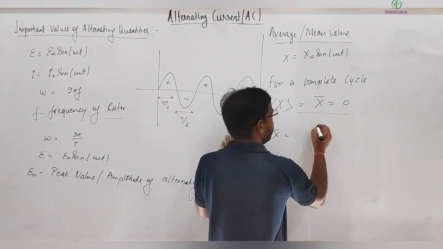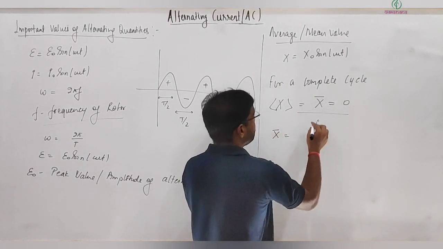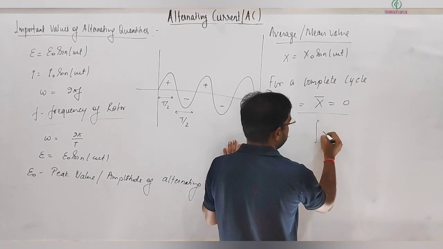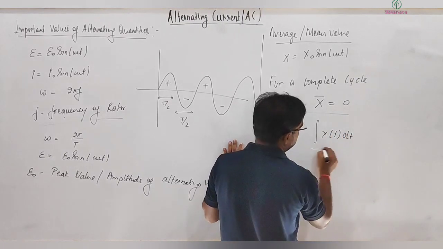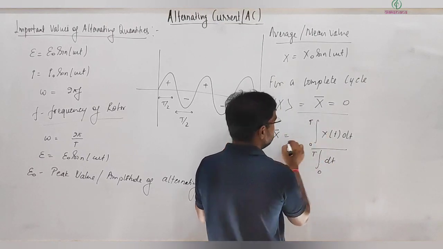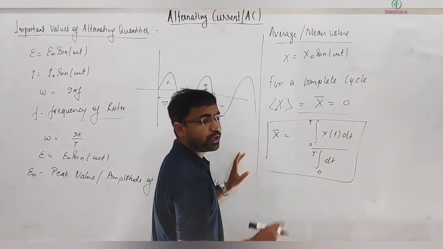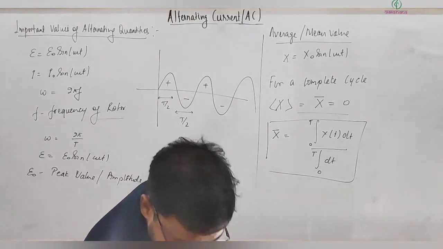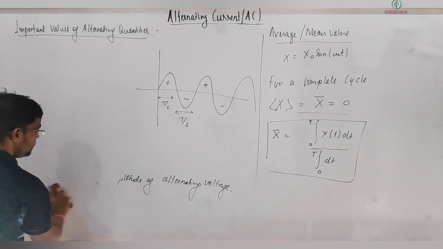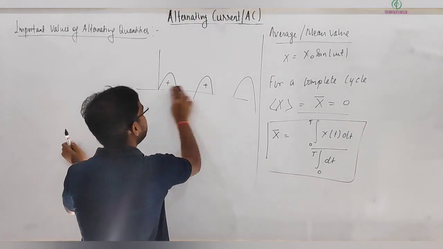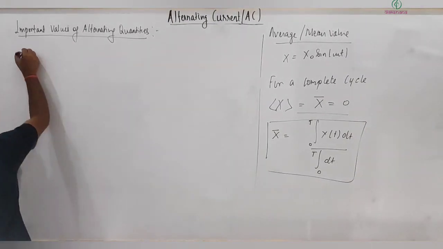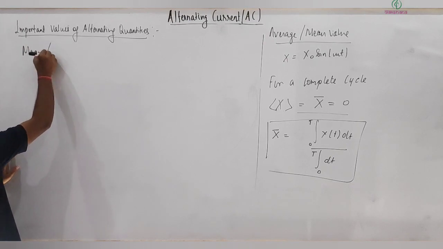When it is constantly varying, let's say x is a function of t, then I will write the integral of x(t) dt divided by the integral of dt, over whatever duration you want to calculate. So this is the expression for average value. In case of these AC or alternating quantities, we calculate the mean or average value for half of the cycle.